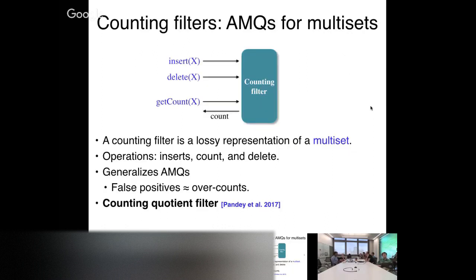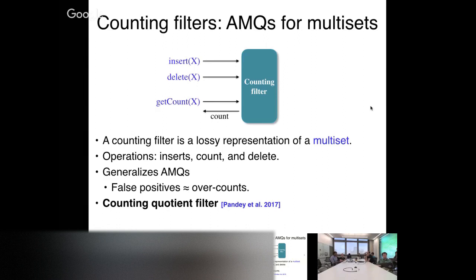So a counting filter data structure is a generalization of an AMQ data structure. It supports 3 operations. You can insert an element, you can also delete an element, and you can query for the count of a given element. Analogous to an AMQ data structure, a counting filter is a lossy representation of the multiset.